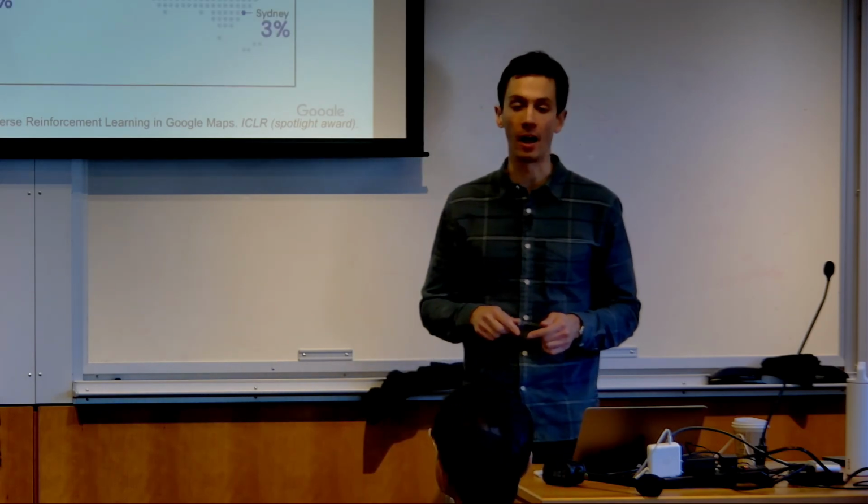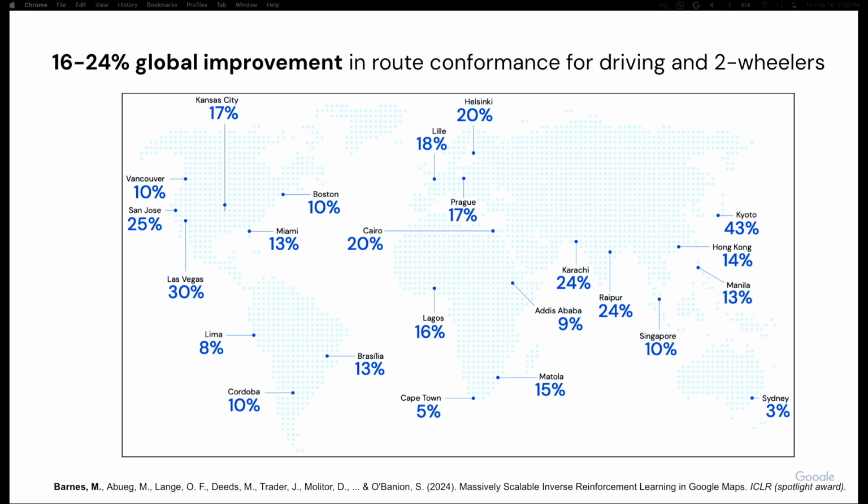So overall, once you take all these things and plug them together, we get a policy that is a 16 to 24% improvement in route conformance for driving and two-wheelers, respectively, across the entire world in Google Maps. These numbers are compared to the actual production baseline that's running in Maps. So these numbers are a pretty massive improvement, but also one that I think is intuitively reasonable to expect, considering the handcrafted nature of the baseline.